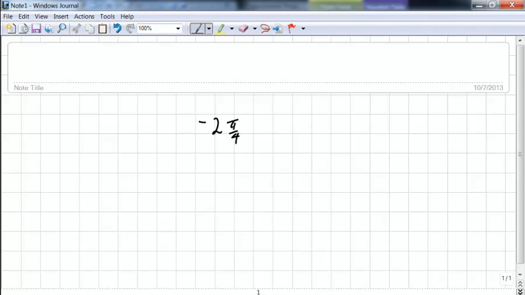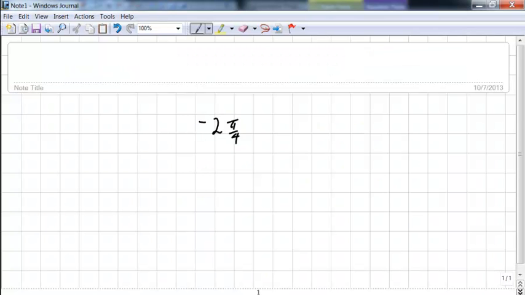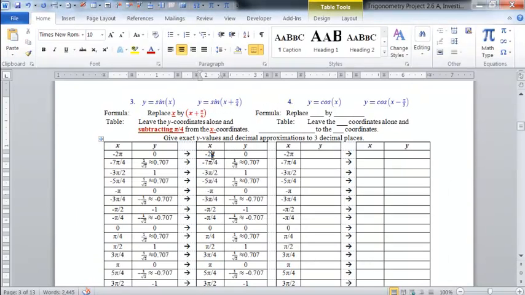Now let me look at it, be sure I'm doing this the right way. I'm subtracting pi over 4, adding a negative pi over 4. And the original was just negative 2 pi. Now I want to get a common denominator, so I'll multiply this by 4 over 4. I get negative 8 pi over 4 minus 1 pi over 4 is negative 9 pi over 4. So that's my new one. And by bringing that over, negative 9 pi, and just say over 4, I could do it like that.